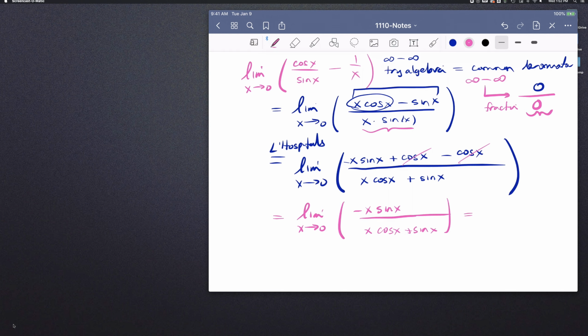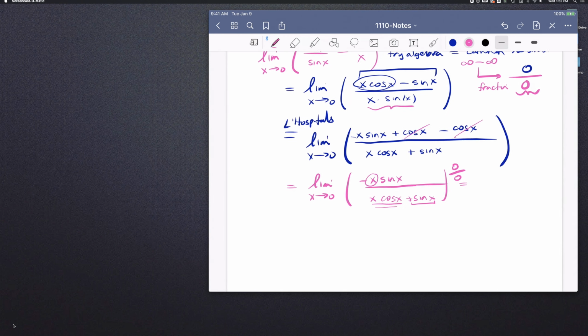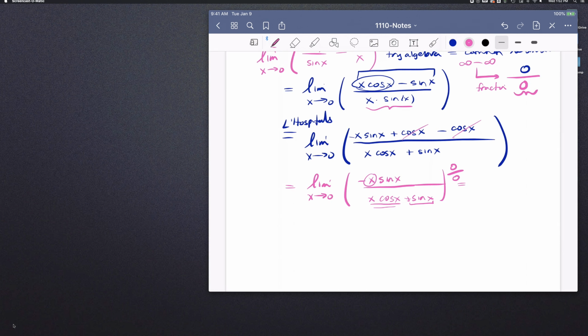We get 0 in the top because of the x. I'm seeing an x. I'm seeing a 0 in the bottom from this term. I'm seeing a 0 in the bottom from here. So I'm seeing another 0 over 0. Okay, which is another chance for us to try L'Hopital's rule and see what's going to happen.